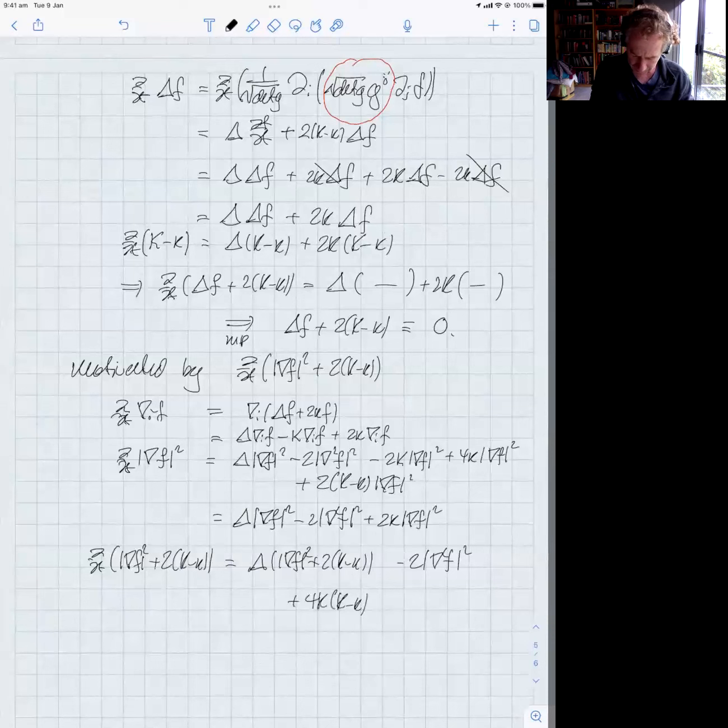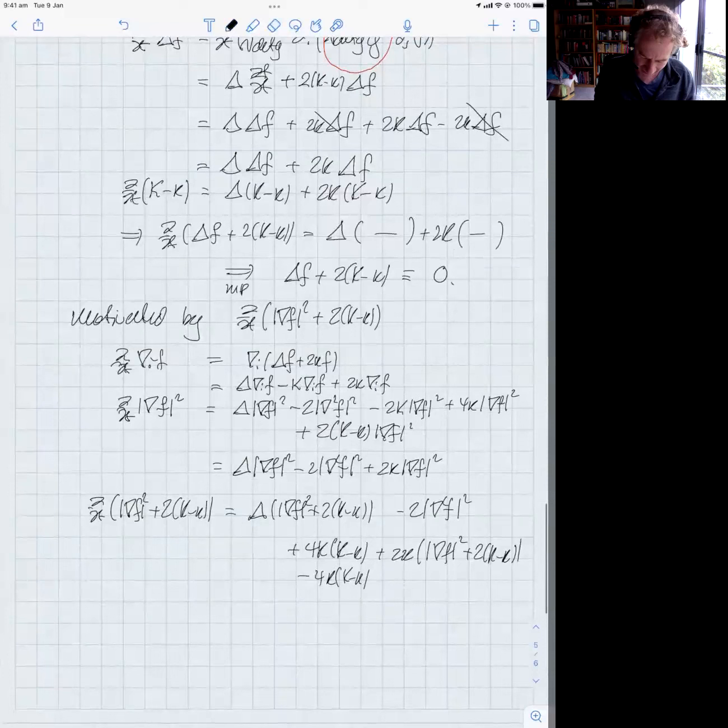What am I missing here? That's right, and then a plus 2 kappa. Oh yeah, so I get a plus 2 kappa grad f squared, but I'm going to put that in as a gradient f squared plus 2(k minus kappa). And that means I have to subtract off minus 4 kappa(k minus kappa).